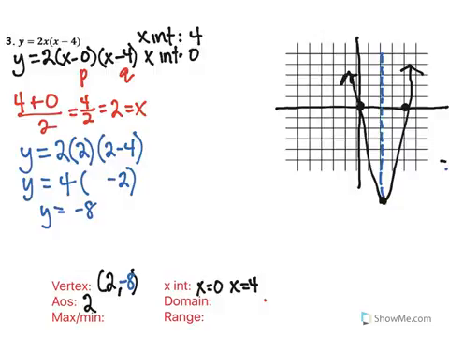Cool. Okay. And what is my maximum or minimum? It's minimum because there's a low point and it cannot go under. So there's a minimum to my parabola.